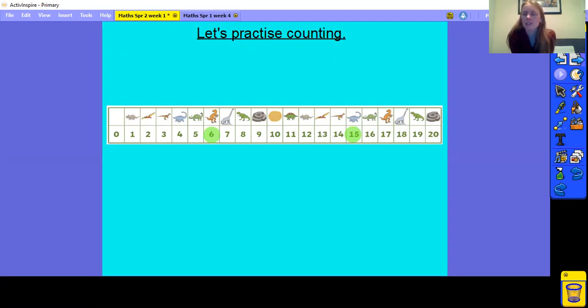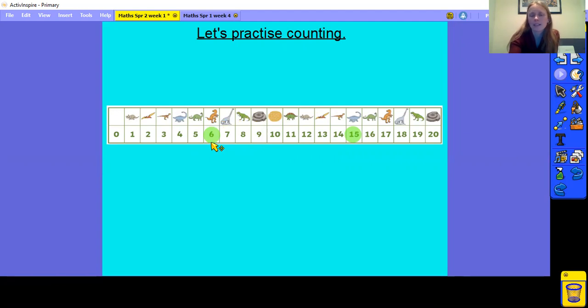Don't forget that your teen numbers need the n sound at the end. Ask your grown-up to listen as you're counting to check that you're using them correctly. Today we're going to count from 6 up to number 15. First, we're going to count forwards, and that means our numbers are going to be getting bigger. Our numbers are increasing on our number line, and we're adding one more every time that we count.